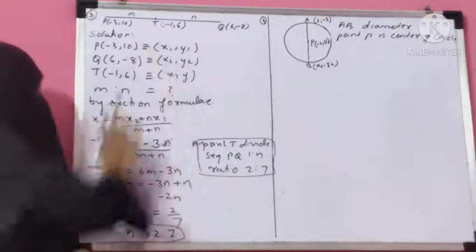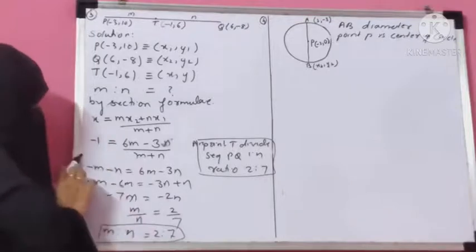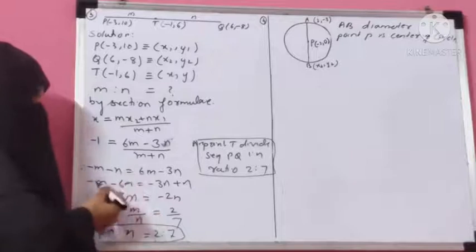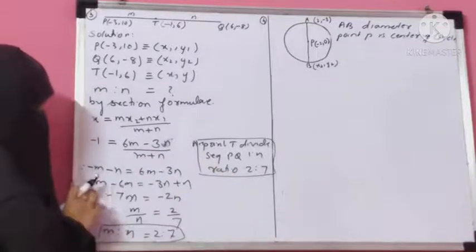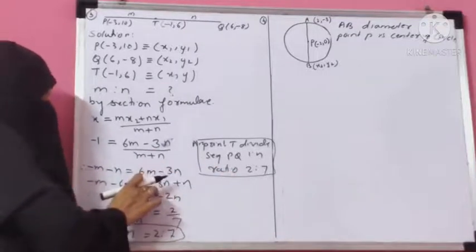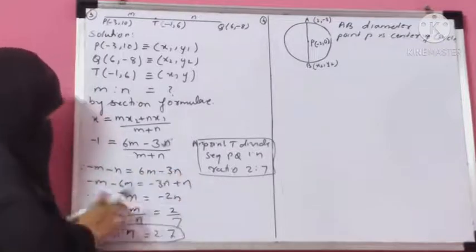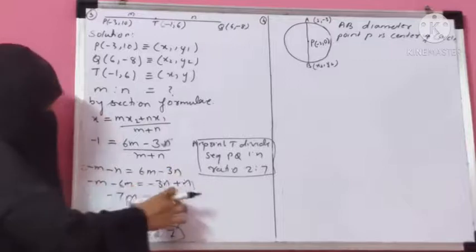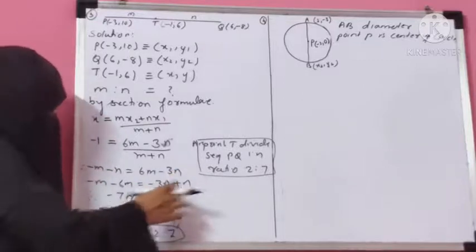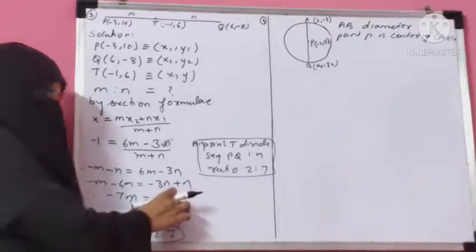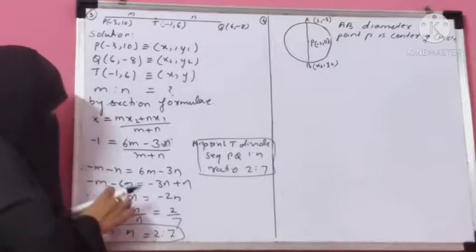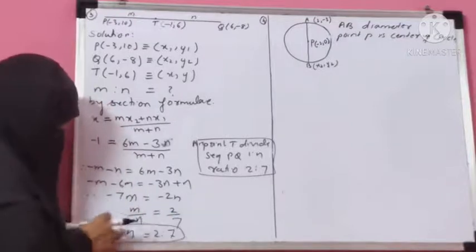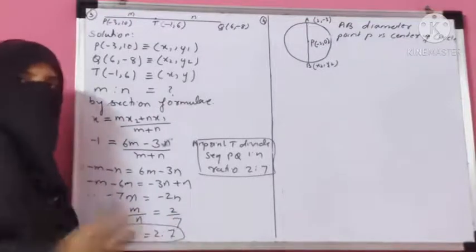The x coordinate of point T is -1. So shift: -m minus n, by multiplying with m. Now shift the m part to one side and the n part to the other side, so -m minus 6n, minus n plus n. So it becomes -7m equals -2n, and the minus signs get cancelled. Now make the ratio: m upon n, 2 upon 7. So the m is to n ratio is 2 is to 7.